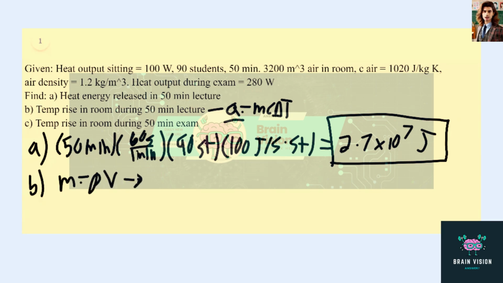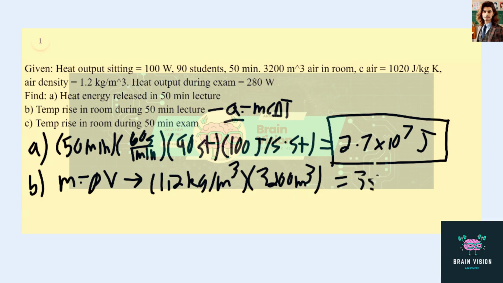And if you plug in those numbers, 1.2 kilograms per meter cubed for rho, and then volume is 3,200 meters cubed, you get a mass equal to 3,840 kilograms of air in the room. So that's our mass, and now we can do Q equals MC delta T.